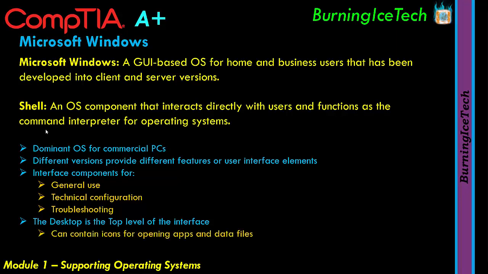It can contain icons for opening apps and data, like we just said. It can also contain app launch and control tools. Something that you may also see, but this depends on the operating system obviously, is the start menu and start screen, and also the taskbar at the bottom. And what I've seen, the taskbar is on all versions of Windows. Start button, not start menu, but the start button, well, that part depends on the operating system.